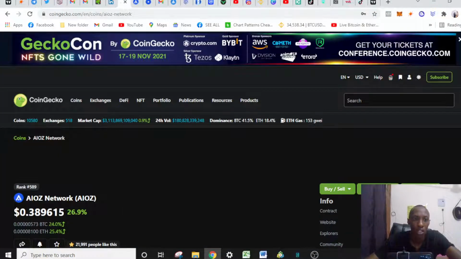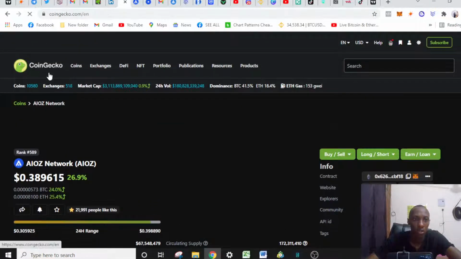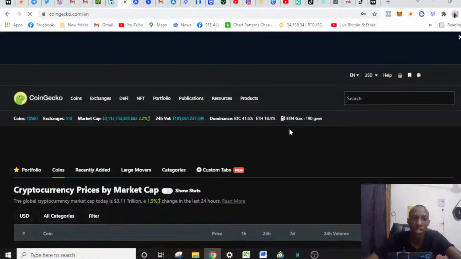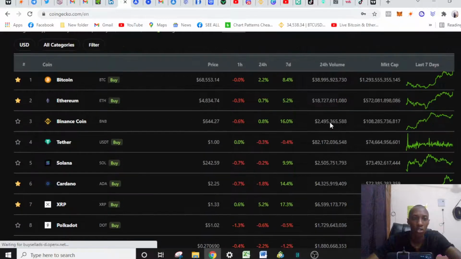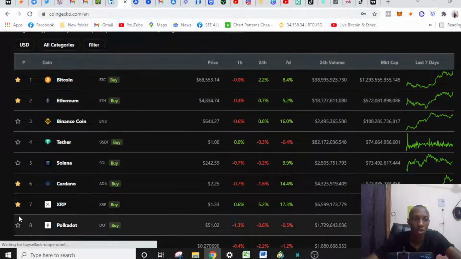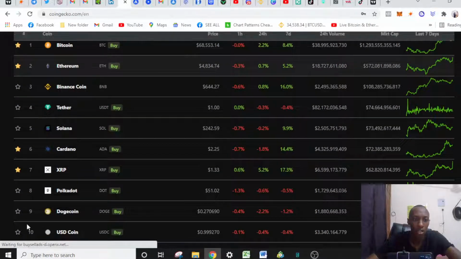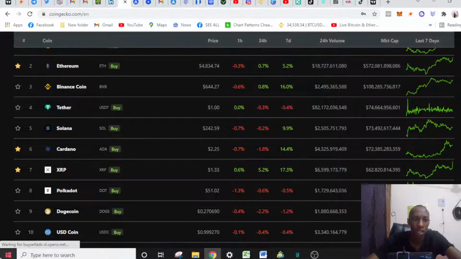Just come to CoinGecko, then coins. These are websites and apps that you need to have on your phone so that you can keep track of the market. So you can see all these top 10 coins. Most probably they are going to be around. I don't know about Dogecoin because it's a meme coin, but all these other coins right here, top 10 right now, probably are going to be here in the next 5 to 10 years. So these are safe buys.